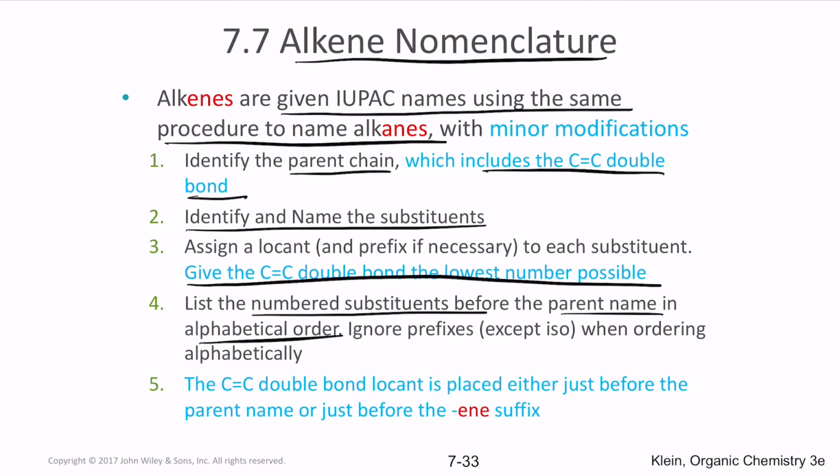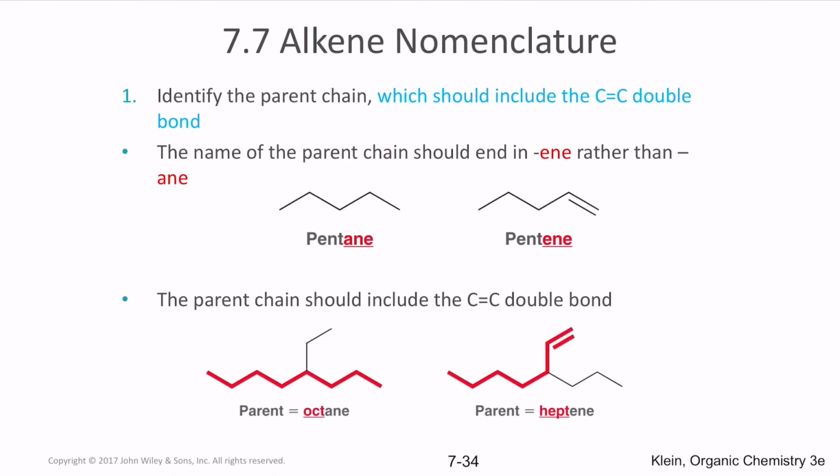This is the same thing. And the last point that you additionally see here is that the carbon double bond locant is placed either just before the parent name or just before the ene suffix. So for example, if it's at the third position, we can call it pent-3-ene or 3-pentene, depending on what the structure is. So this is pentane. If the double bond is on the first carbon, you don't need to write the locant. You can just write pentene.